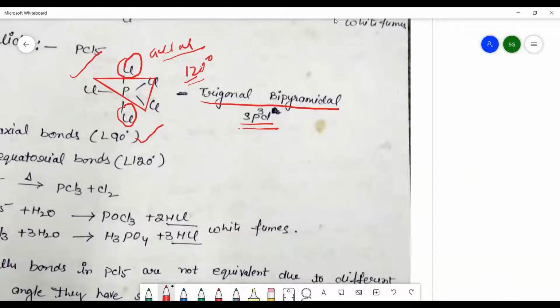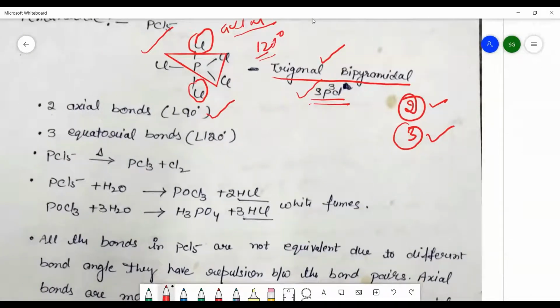So this question may be asked: how many axial bonds are there in pentahalides? The answer will be 2. And how many equatorial bonds are there in pentahalides? Then you will say it is 3. So these two MCQ questions can be asked. Geometry can be asked. Hybridization can be asked. Now, if the two bond angles are of different magnitude, then we will see how they affect the stability of these bonds.